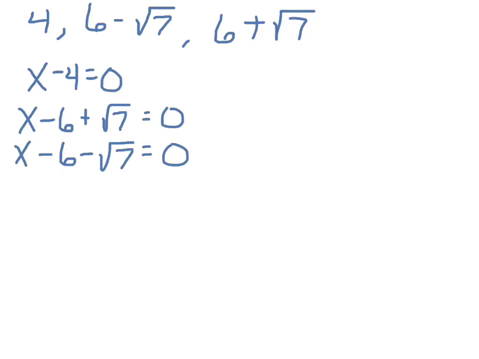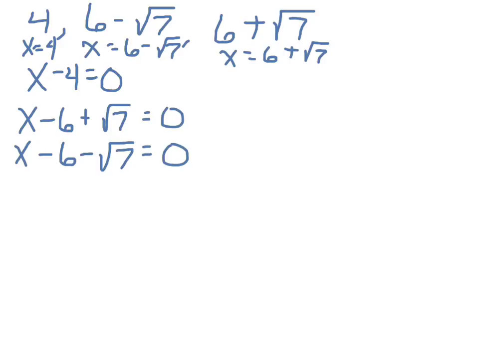All I did, just so that you guys know, is I set each of those equal to x, and then I subtracted or added everything over. I made them equal to 0. So I said x equals 4, and then subtracted it over. X equals 6 minus root 7, added or subtracted it over. X equals 6 plus root 7, added or subtracted everything over. Does that make sense so far?